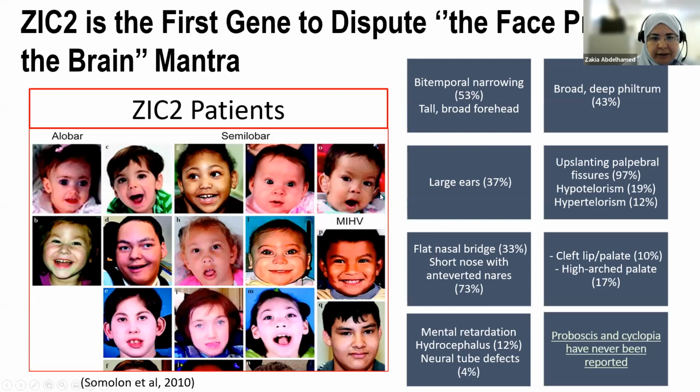And they could have hypotelorism in the eyes, as you see here, and they could also have larger ears, very non-specific and very mild facial phenotypes. And one that is very common as well is the upslanting palpebral fissure. This is always seen in most of them.